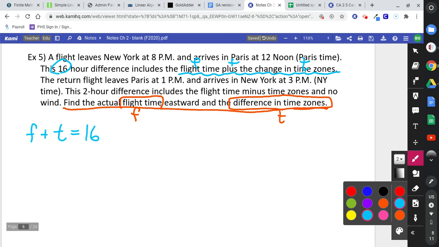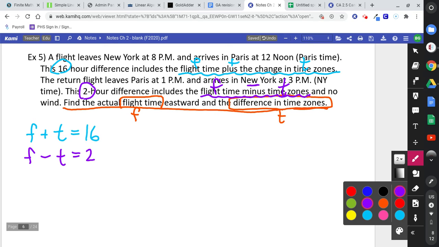Okay? So we keep reading, and you can almost ignore the times completely, 1 p.m., 3 p.m. And then you get to something else that says flight time minus time zones. All right? And this word minus, the words like plus or minus, those should really get your attention. Flight time minus the time zone, that says F minus T. And that was a 2-hour difference. And so there we have it. If we have two equations with two variables, we're all set. We're ready to go.